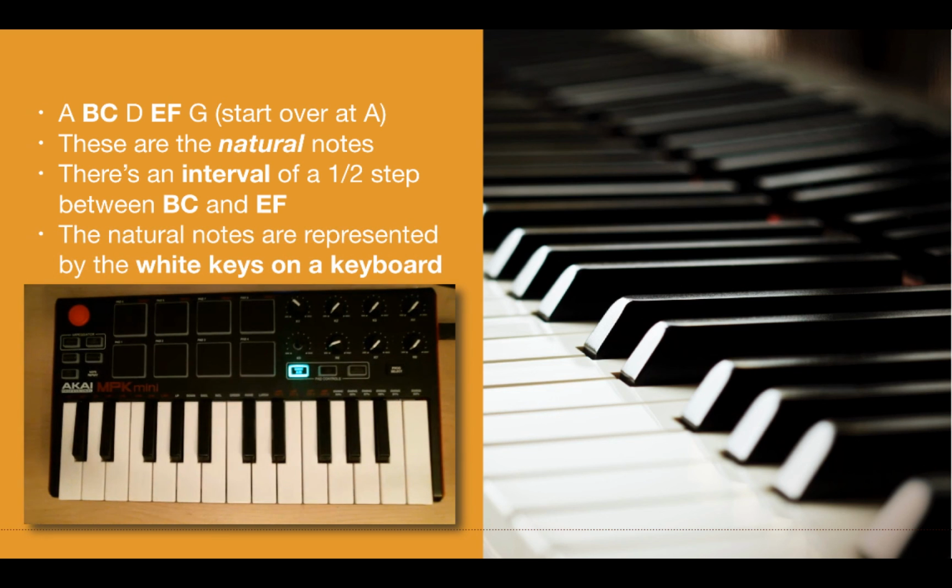So these are the natural notes. They are represented by the white keys on a keyboard. So just to review, the things that you should know are that the music alphabet is A through G, and then you start over again at A, all right? The natural notes. There's an interval of a half step between B and C and E and F. And these natural notes are represented by the white keys on a keyboard.